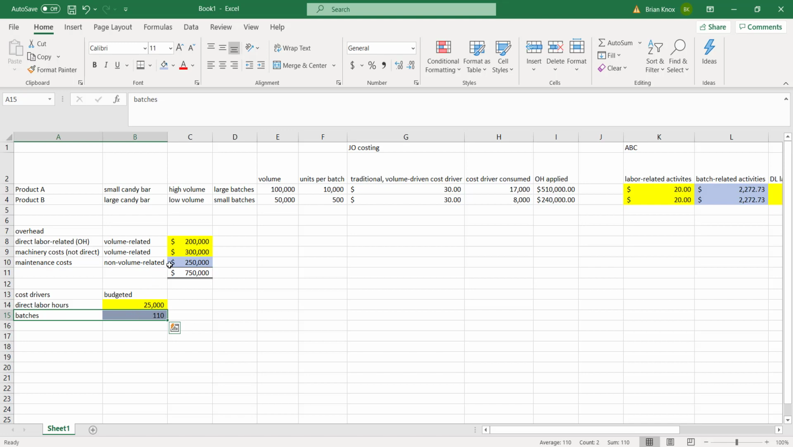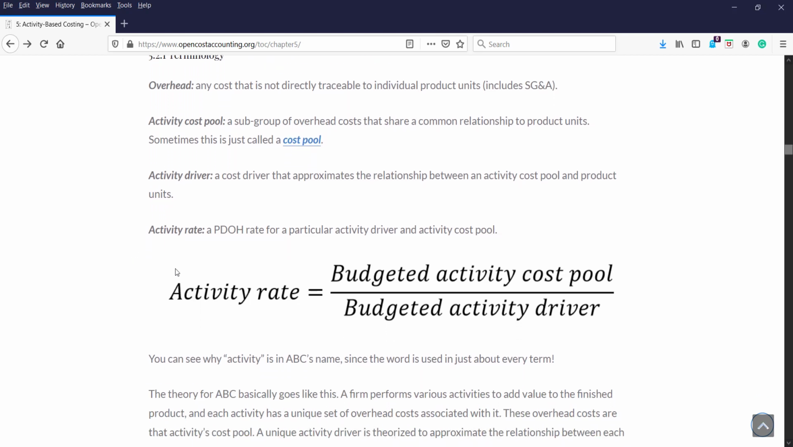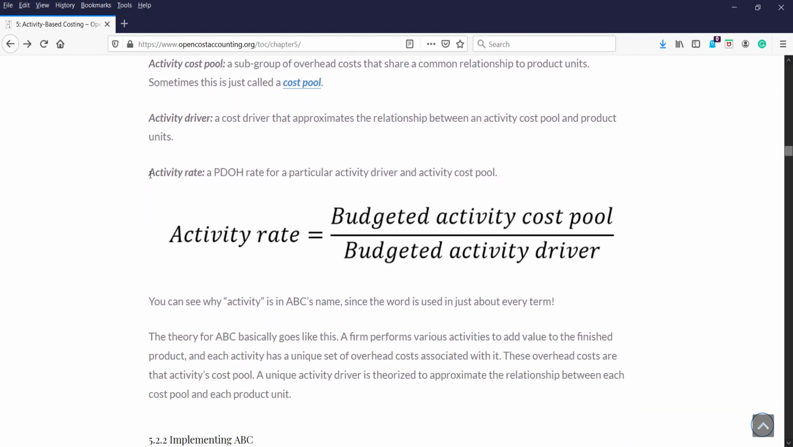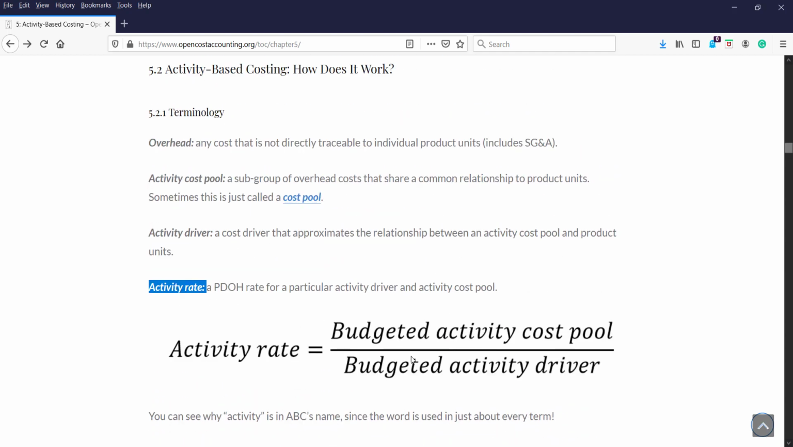We didn't have a batches cost pool until we decided batches were going to be a driver. We couldn't separate out maintenance costs until we had a driver to approximate the relationship. Now, we then develop individual rates for each of these cost pools. And similarly, we have the budgeted cost pool over the budgeted activity driver. And lo and behold, that's exactly like in chapter 4. Our PDOH rate was our budgeted overhead cost rate over our budgeted cost driver. We're just subdividing our overhead costs into groupings that are approximated by these multiple cost drivers that we've identified. And now we're calling them different names.